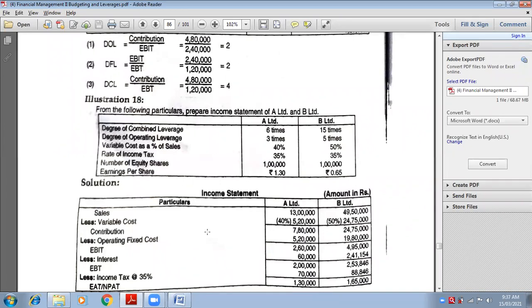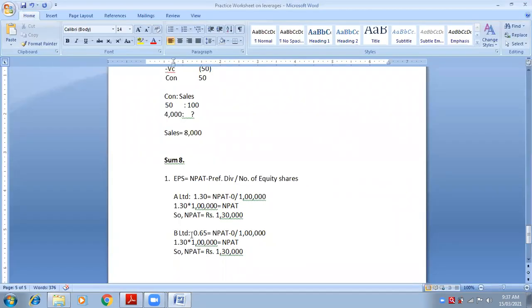What is the number of equity shares of B Limited? 1 lakh, same, 1 lakh. So you will write 0.65 is equal to net profit after tax minus 0, because preference dividend is not there, divided by 1 lakh. The divide by 1 lakh will go to the opposite side of the equals sign and be converted into multiplication. So 0.65 into 1 lakh is equal to net profit, 65,000. Very good.